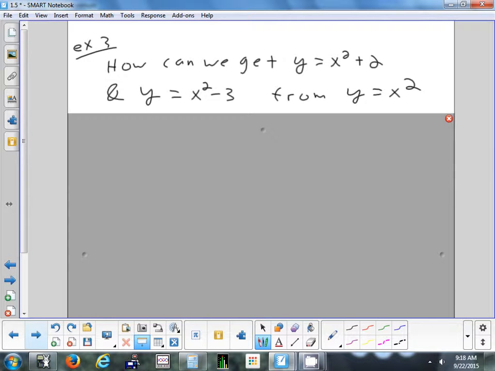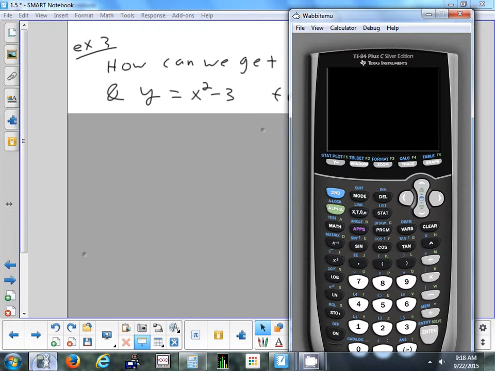All right, let's try this one. Any guesses, let's start with x squared plus 2. What do you think putting a plus 2 on the end is going to do? All right, so one option is it moves left to right. The other option would be up or down. Okay, let's see which one it is.